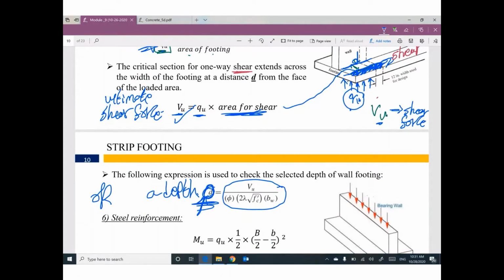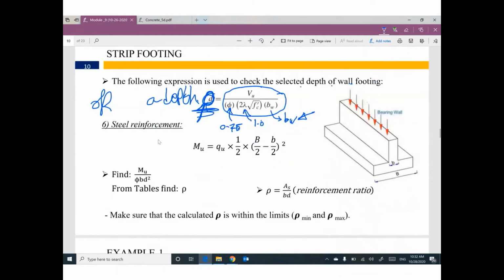So the following expression is used to check the selected depth of a wall footing. V ultimate divided by phi, 0.75, I believe. Lambda is 1. F prime c will be given, b web. I will talk about this one later. The next step, okay, the depth is good, everything is good. I need to figure out the steel reinforcement.